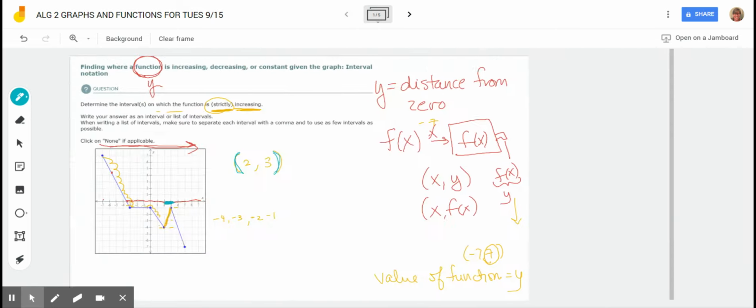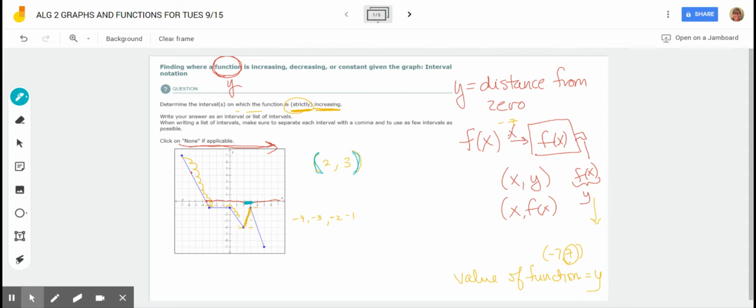These are some important concepts. Looking here, let's say they asked for decreasing instead. Where is it strictly decreasing? You can see that you'd be falling right here. I'm pretty sure that point right there is actually a bracket because it's an endpoint. I might be wrong. You guys are going to have to let me know.